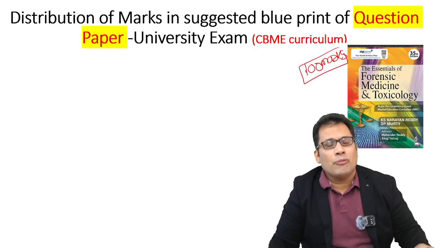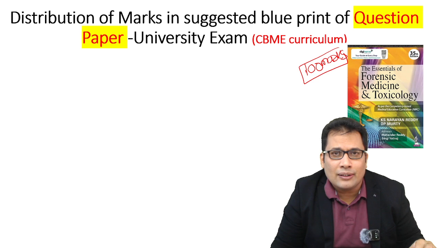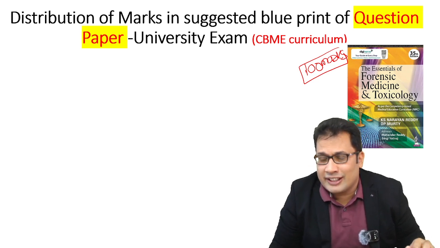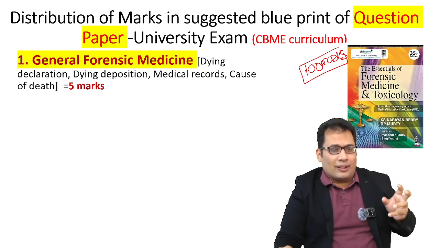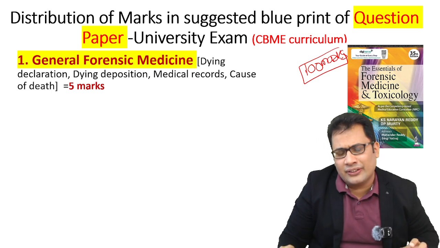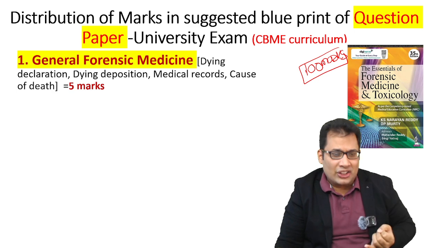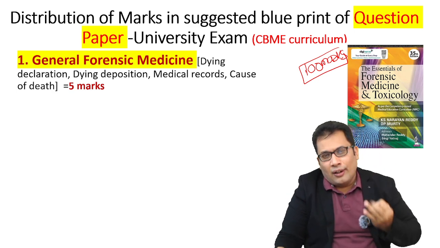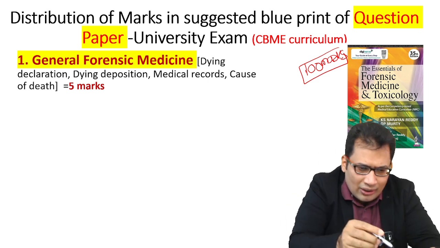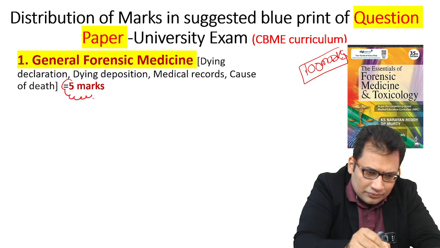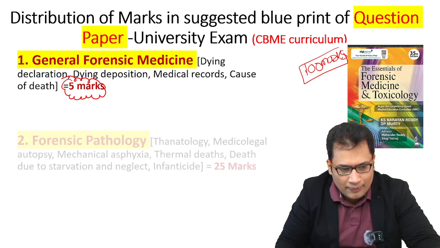If you ask me about the distribution of marks in the theory question paper of forensic medicine as per RGUHS guidelines, the answer is: general forensic medicine, which includes legal procedure. So basically dying declaration, dying deposition, medical records, cause of death. All this is around 5 marks. So general forensic medicine is 5 marks.